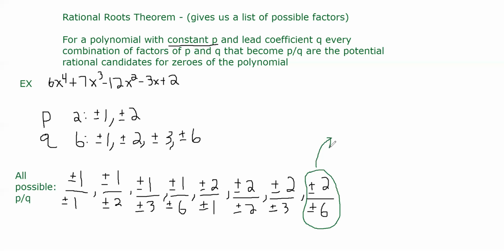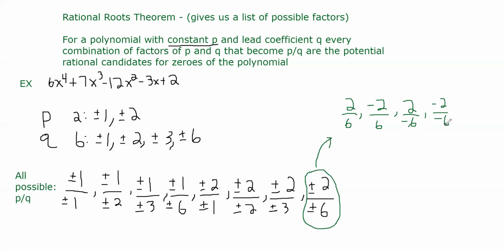That means there's 4 possibilities. You do positive 2 over positive 6. You do negative 2 over positive 6. So we've now taken care of plus or minus 2. Now we got to take care of the plus or minus 6 on the bottom. You do positive 2 over negative 6. And then you do negative 2 over negative 6.